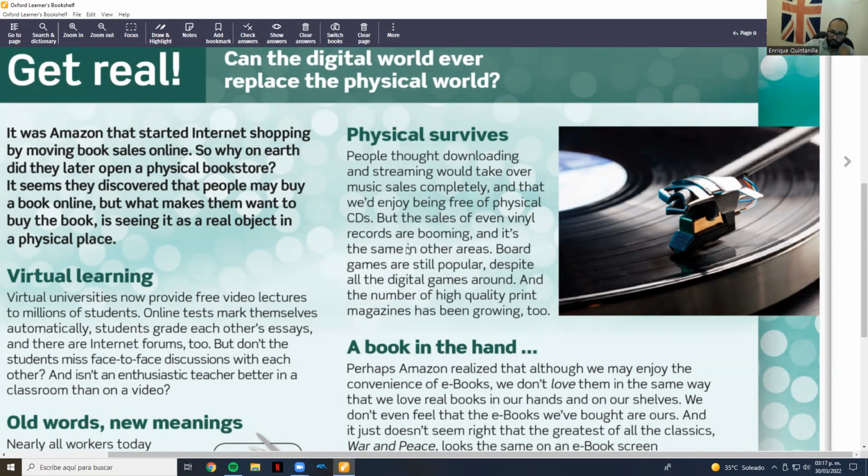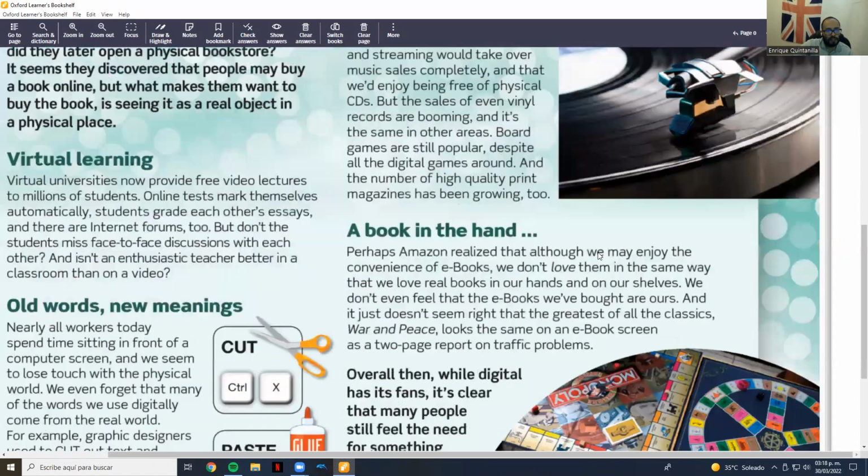Probably some businesses have to adapt or create digital content, especially magazines. Because remember when we were in the first stage of the pandemic, lockdown, staying at home all the time, it was impossible to buy a physical magazine or a physical CD. Some people may prefer this, but it's kind of 50-50. A book in the hand.